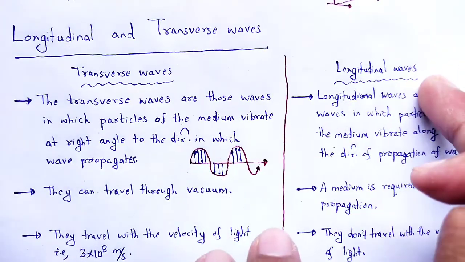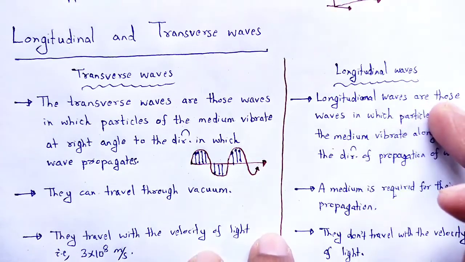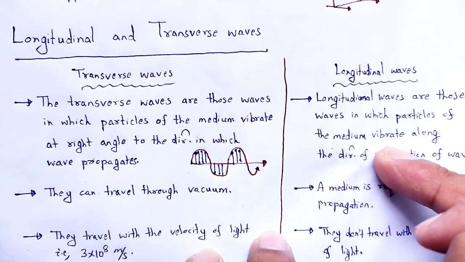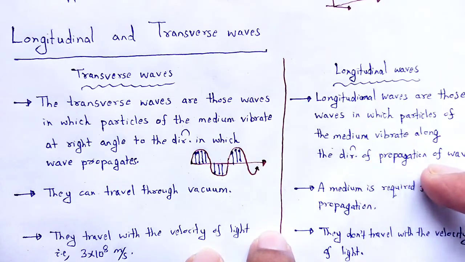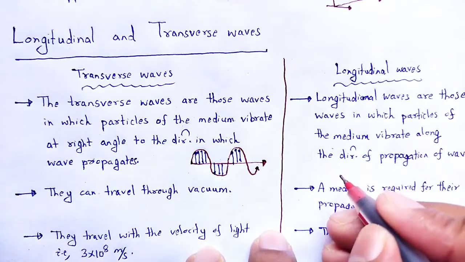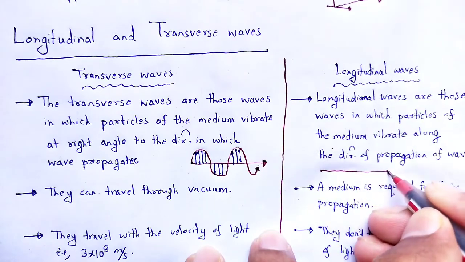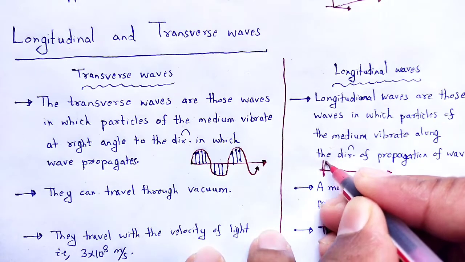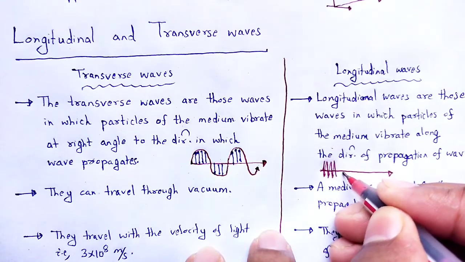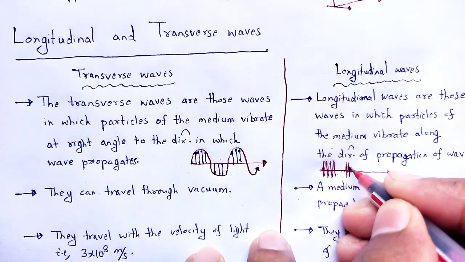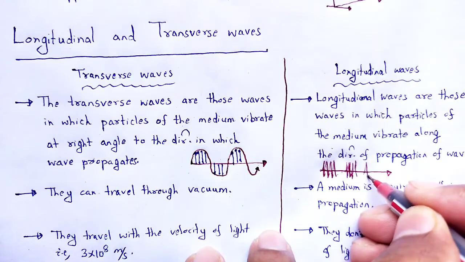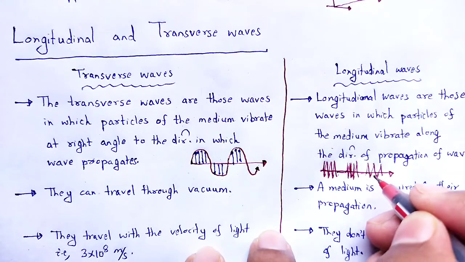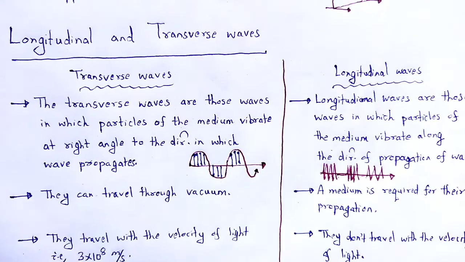But in case of longitudinal waves, these are those waves in which the particles of the medium vibrate along the direction of propagation of the wave. If that is the direction of propagation of the wave, the particles are vibrating like this, just like that, along the direction of propagation of the wave.